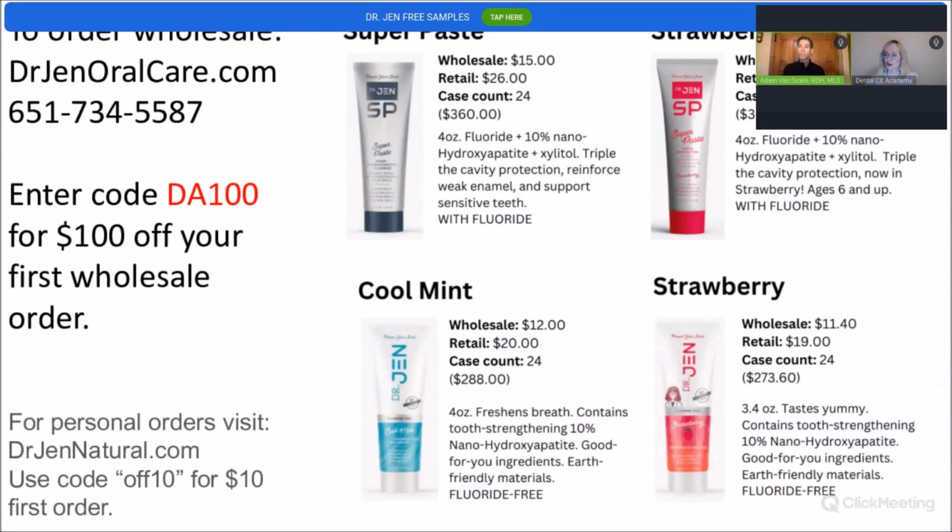Which one do you recommend for dry mouth? For those patients that are suffering from dry mouth, the super paste, both in the mint flavor and the strawberry, are going to be the best for any patient that has a lack of saliva.